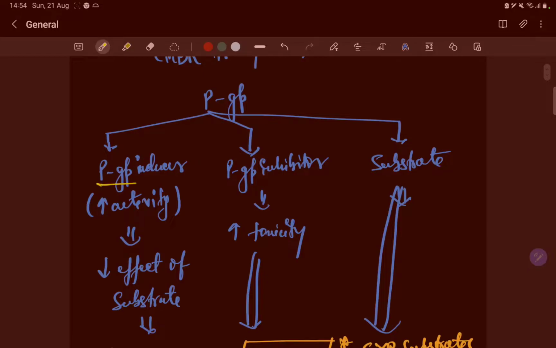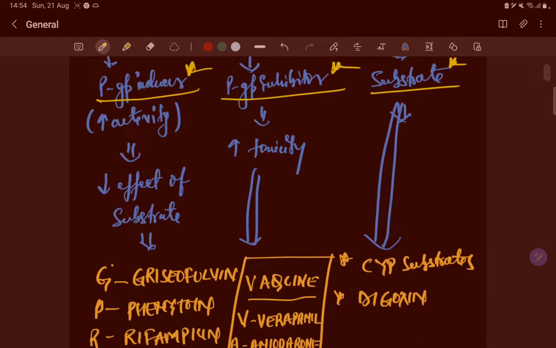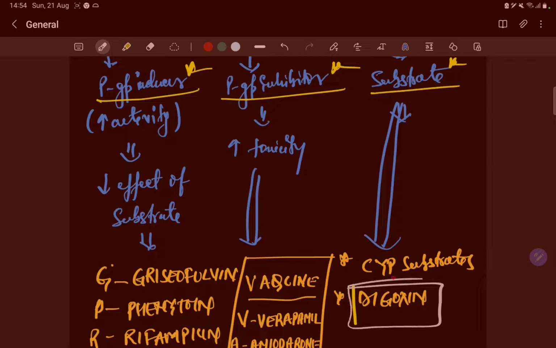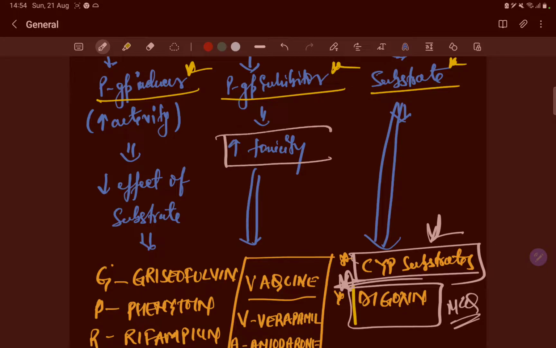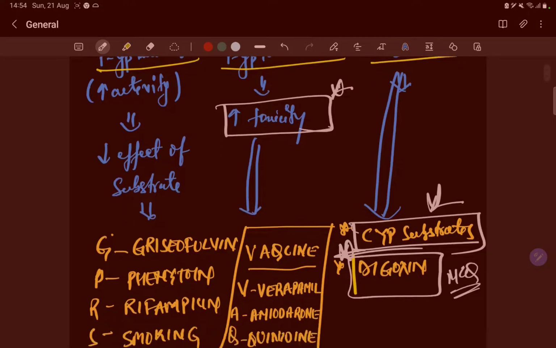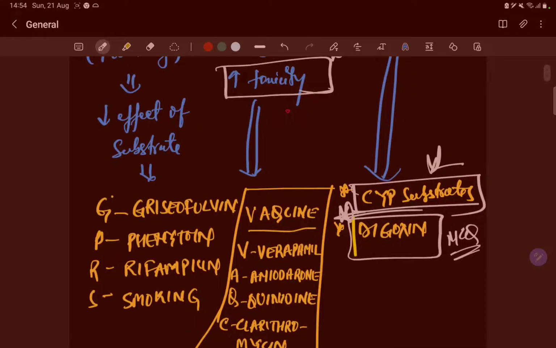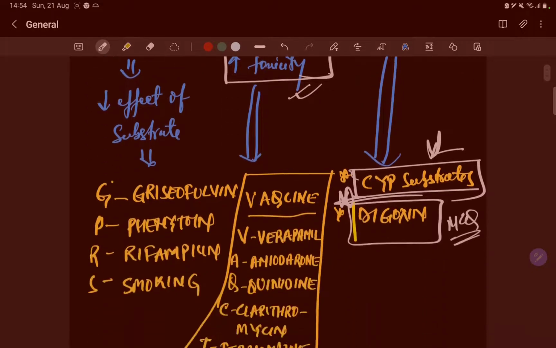Now P-glycoprotein has some inhibitors and substrates as well as some inducers. The most important substrate is digoxin. Digoxin is very, very important, and there are some other CYP substrates. It is a very important MCQ and viva question: what is the substrate for P-glycoprotein? That is digoxin. P-glycoprotein inhibitors actually cause toxicity. They increase the toxicity, and these are the drugs which cause toxicity of other compounds.